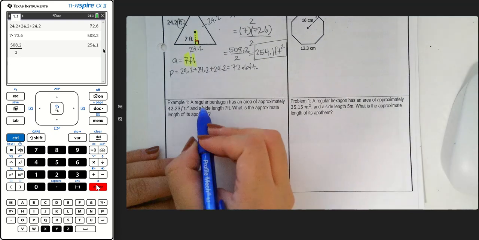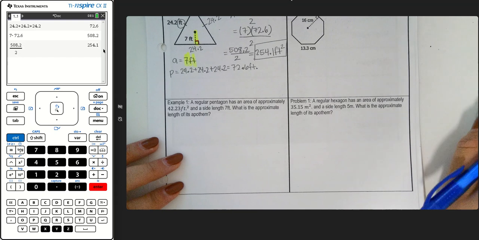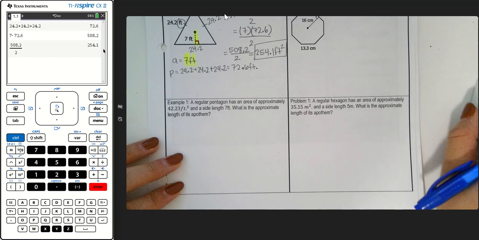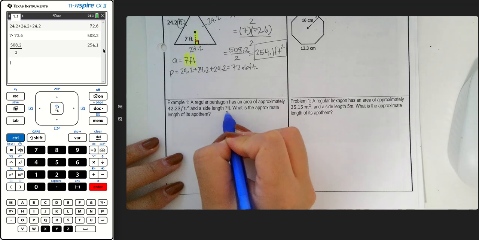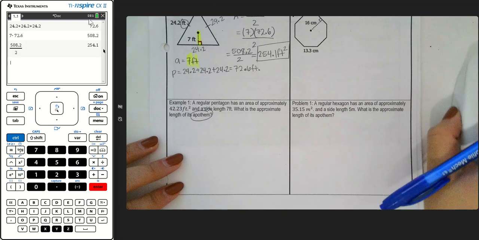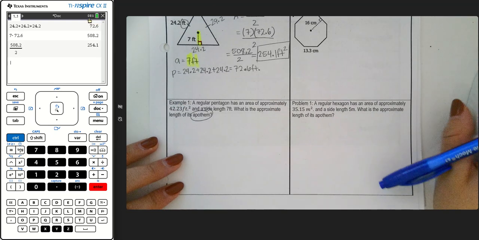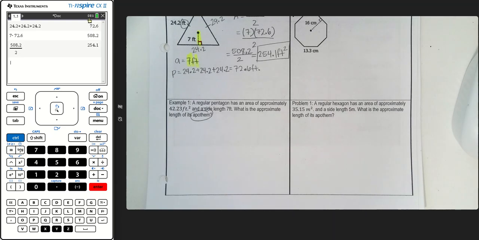On this problem, it says the following. A regular pentagon has an area of approximately 42.23 feet squared and a side length of 7 feet. What is the approximate length of the apothem? So I don't know if you remember when we were going over finding the area of a trapezoid. And here we're doing it backwards. Now they're giving the area of this regular pentagon, and you need to find the apothem.